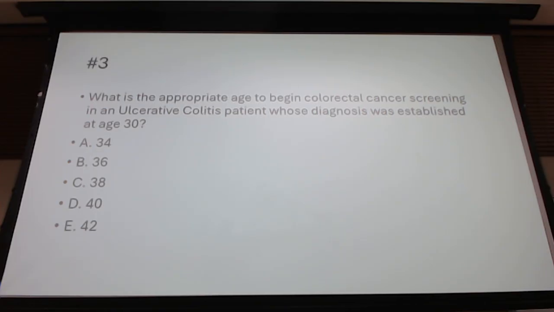Anybody have an idea? I didn't talk about this yet. Let's see who pre-read. Nobody. So what's the answer? If they have any form of inflammatory bowel disease, 8 years. Within 8 years, they get screened again. It's a higher risk of colorectal cancer.